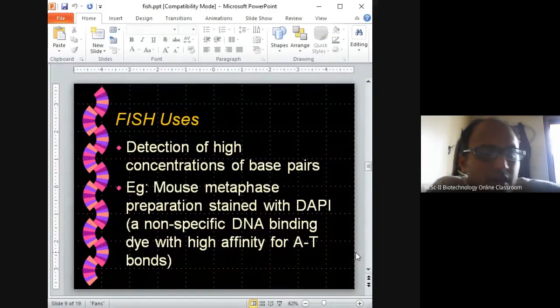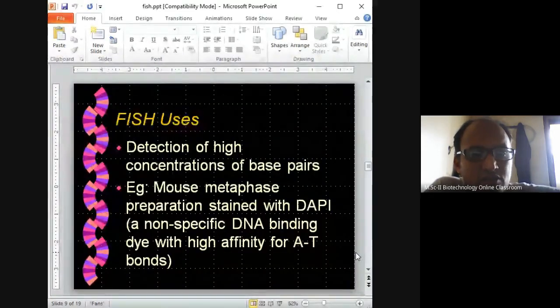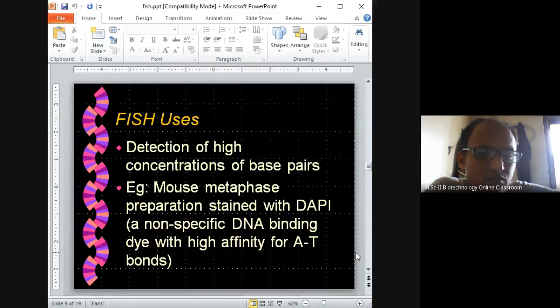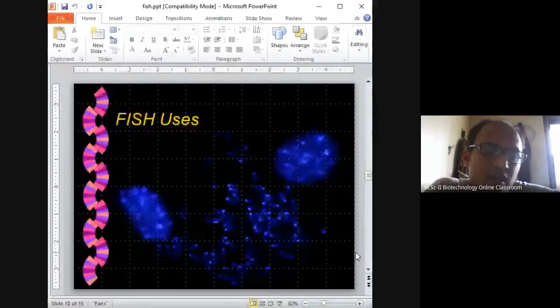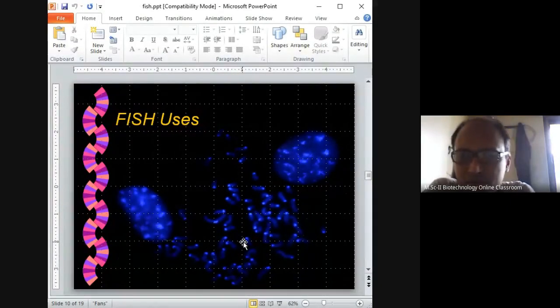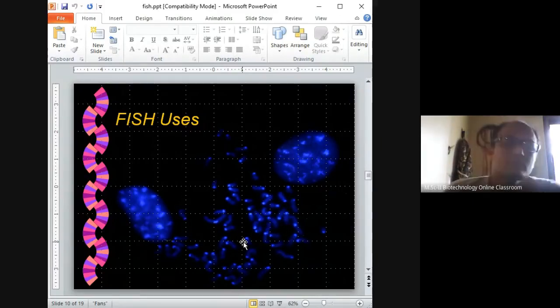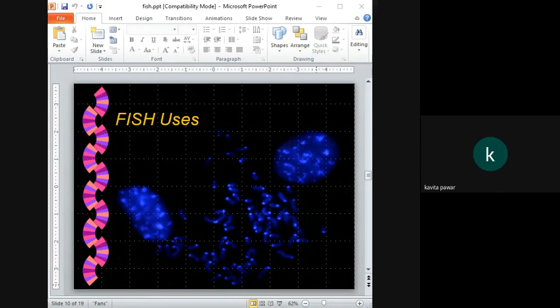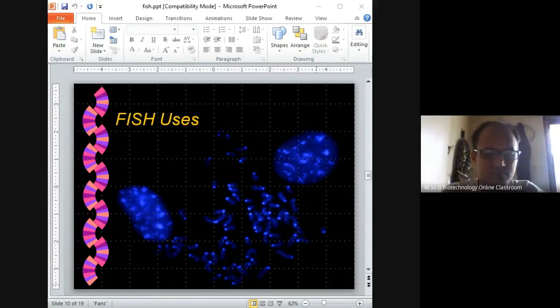So it can be used to detect high concentrations of nucleotides. The example is a mouse metaphase preparation stained with DAPI. DAPI is the name of a fluorescent stain. This is how the image will look. So these are the chromosomes. In the preparation, you can visualize these chromosomes. दिसतायत chromosomes? हो सर. हा सर.